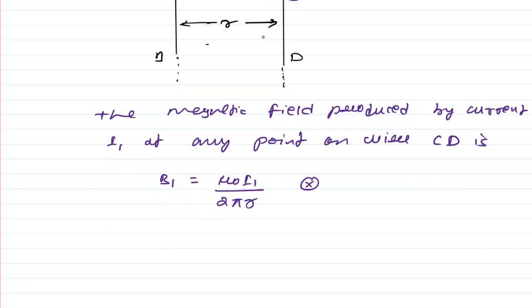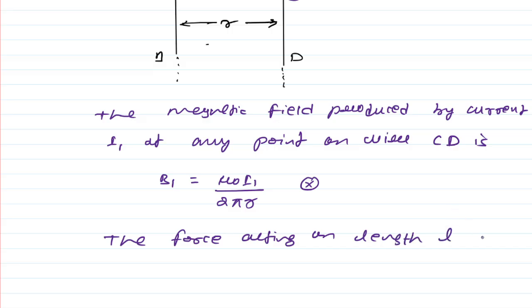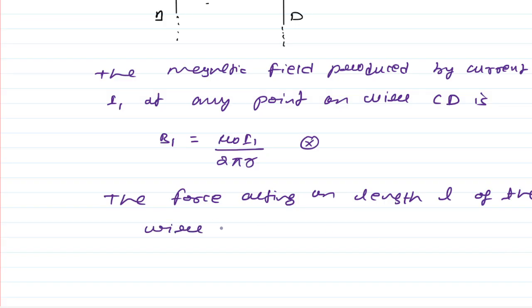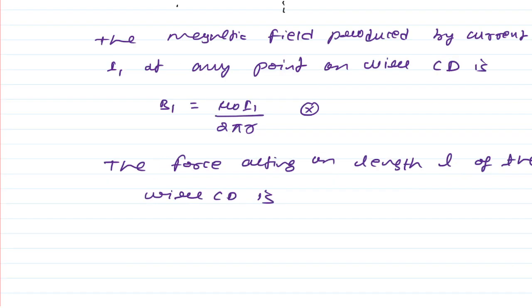Now we know that this second wire, CD wire, is having current I2 and it is placed in the magnetic field which is produced by the first wire. So the force acting on length L of the wire CD is, force will be I L cross B, we know.